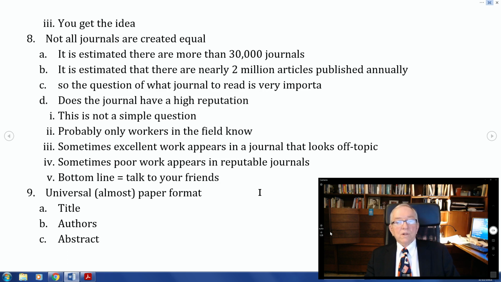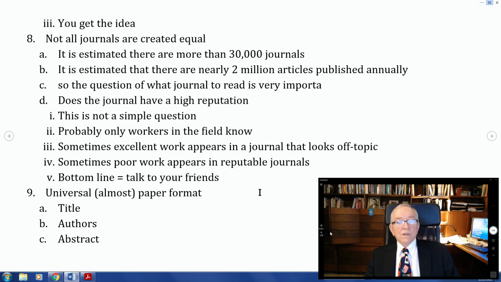Bottom line, talk to your friends. There's no master list of what's a good journal. It's a good journal for what? For your article? How do you know that? It gets to be very subdivided. Talk to your friends and read the journal and develop a sense of critical thinking and reasoning.